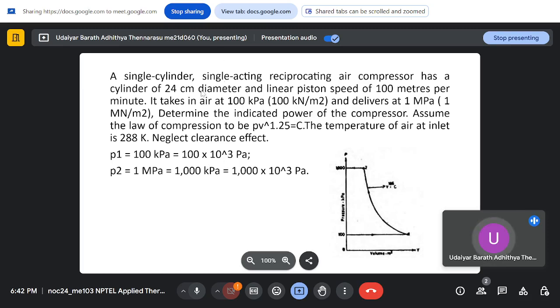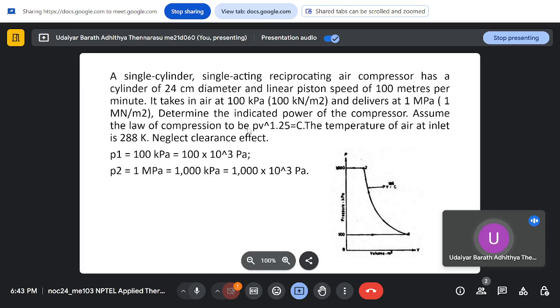A single cylinder, single acting reciprocating air compressor has a cylinder of 24 centimeter diameter and a linear piston speed of 100 meters per minute. It takes in air at 100 kilopascal, that is 100 kilonewton per meter square, and delivers at 1 megapascal. Determine the indicated power of the compressor.